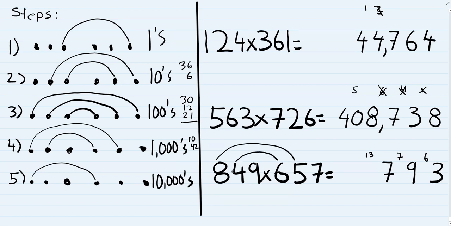Great, so I'm at my thousands now, so 2 partial products, 8 times 5, and then contrary motion, 4 times 6. So 40 plus 24 is 64. 64 plus 13 is 77. So I'm going to write down 7, carry the 7.